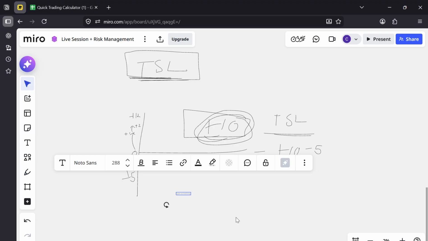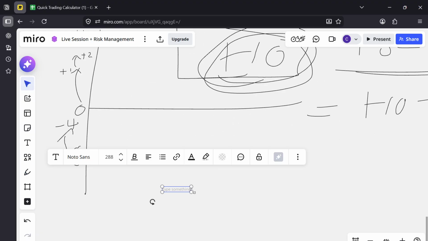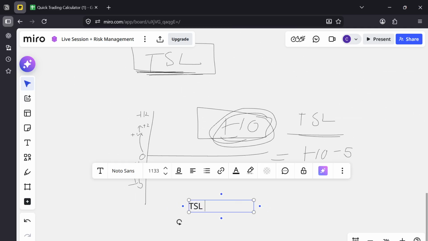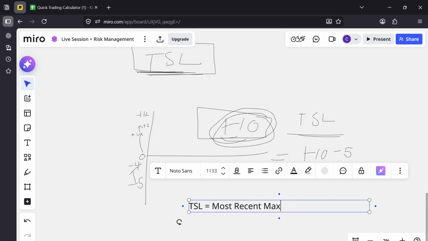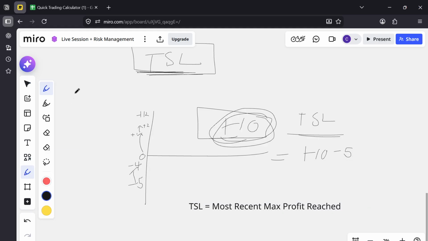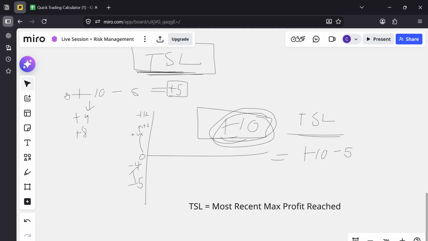Okay, so I'm going to put the formula here so that you can see. It's very simple. Let's just zoom in here, make this a bit bigger. Your trailing stop loss literally equals your most recent max profit reached, right? So if you get to like plus 10, you would minus 5 off of this and your trailing stop loss would equal plus 5, right? But if you go down from plus 10 to like plus 9 or plus 8, you keep your trailing stop loss at plus 5. Okay, that's the fundamental of it.